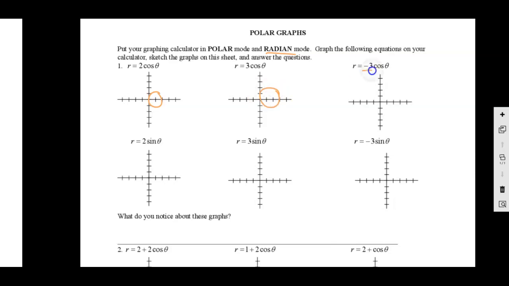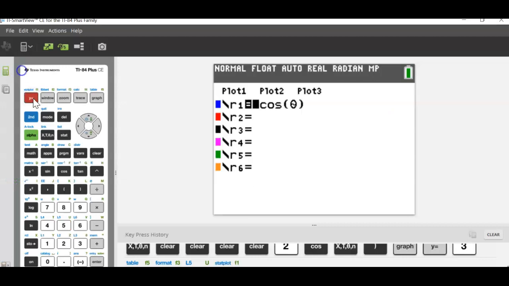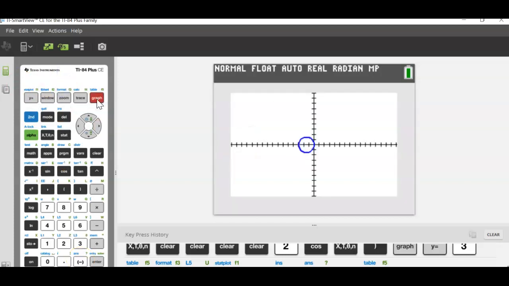The only thing different here, since it's negative 3, is that one's going to be on the negative x-axis, on the left side. We could go back to the calculator to look at it. Let's insert that negative. Make sure you don't hit the minus; make sure you hit the negative sign. There we go. And then if we were to graph it, poof, that circle has moved over.